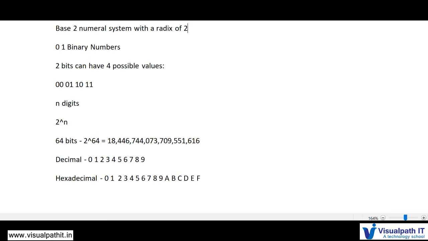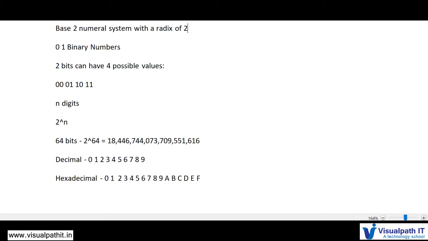A binary digit is also called a bit. If you have only one bit, you can have two possible values, that is either 0 or 1. If you have 2 bits, we can have 4 possible values, that is, as we can see, 00, 01, 10 and 11. So if we have n digits, we can have 2 to the power n different possible values.